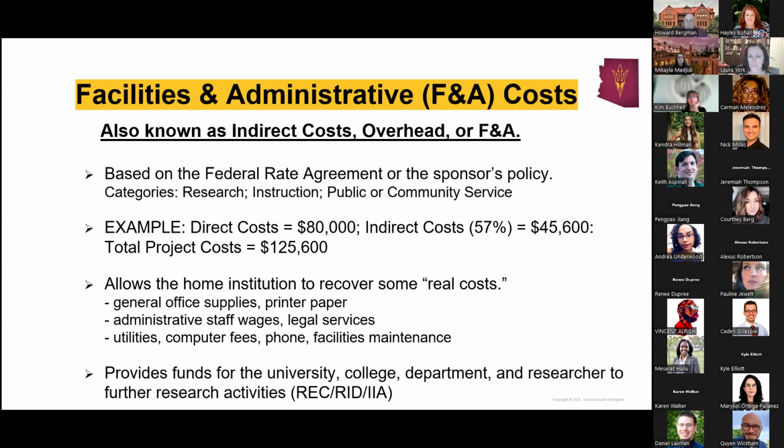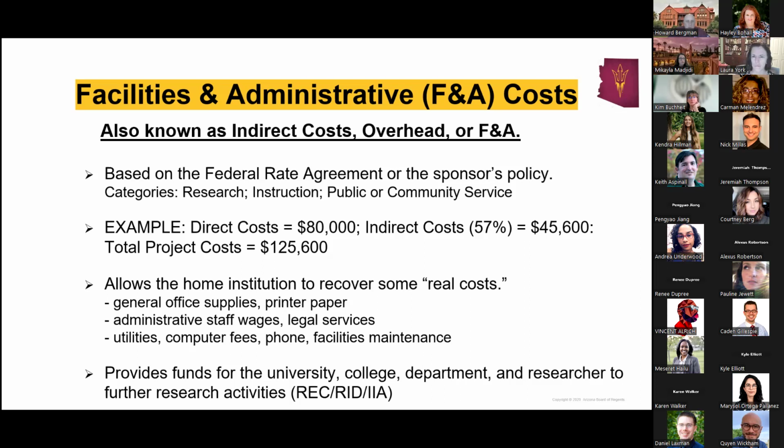I hate to use the word profit, but this is kind of creating a revenue stream for the university. It's creating a revenue stream for your department, and it actually even has some cash advantages for you as the researcher. I'll talk about that a little bit. So basically, it's a percentage of the direct costs that are needed for the project, and then it's added on to then determine the total project costs.